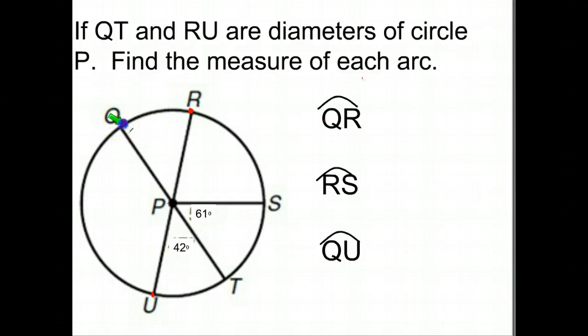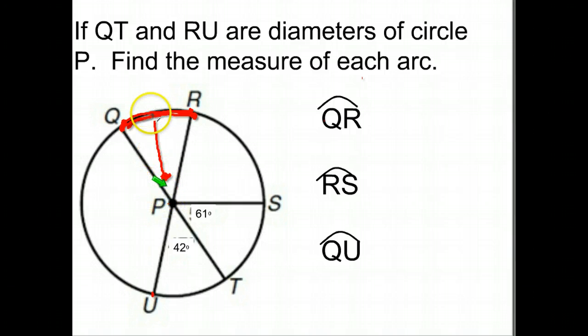Okay, so here is arc QR. Now this was supposed to be really easy. Okay, arc starting at Q going to R. It was supposed to be really easy because we're supposed to be able to look and see, well, whatever this angle measure is, that's our arc measure. Problem is it's not labeled.